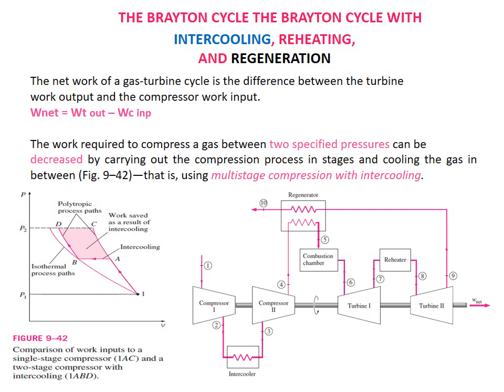As already studied in chapter 7 of the Cengel book, the work required to compress a gas between two specified pressures can be decreased by carrying out the compression process in stages and cooling the gas in between. That is, using multi-stage compression with intercooling. As the number of stages increases, the compression process becomes nearly isothermal.